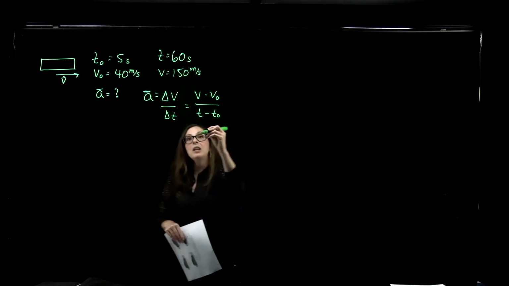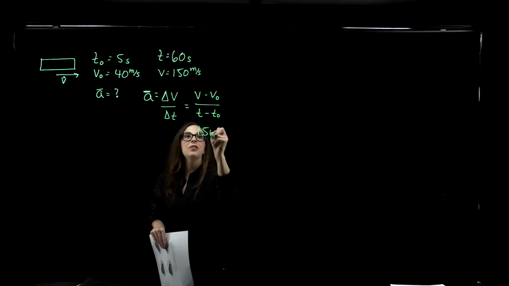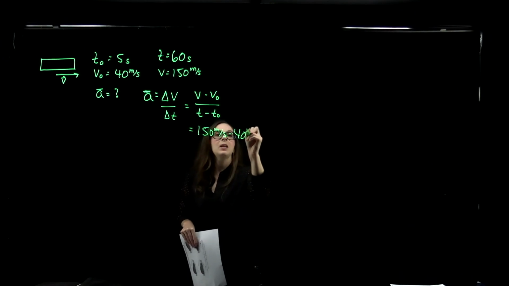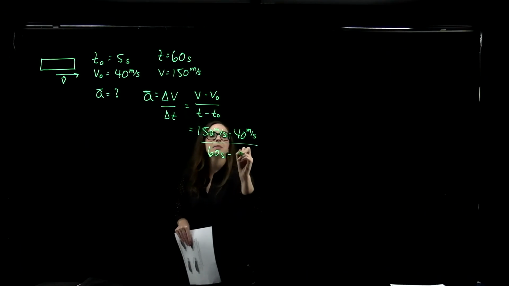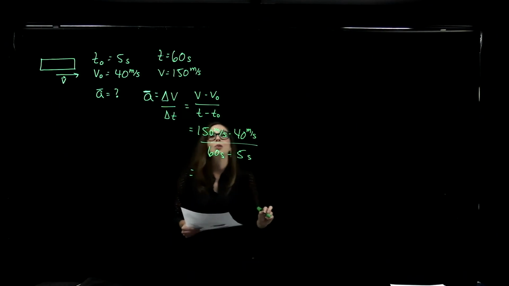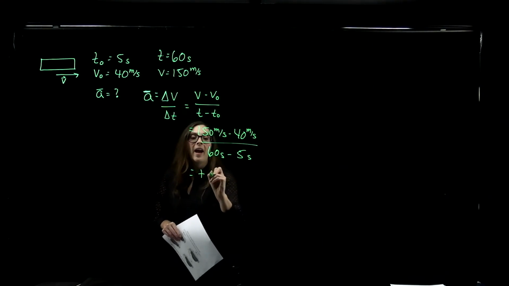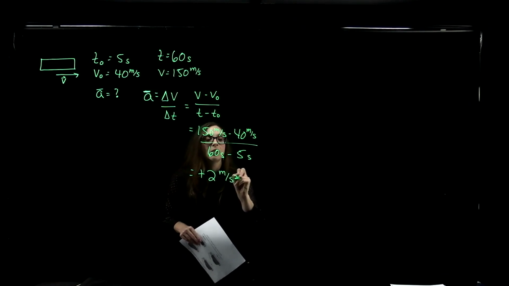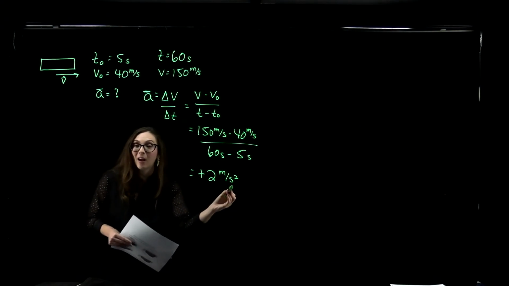So here I'm going to go ahead and fill in what my final velocity was, 150 meters per second, minus my initial velocity of 40 meters per second, divided by my final time, which was 60 seconds, minus my initial time, 5 seconds. If I take 150 minus 40 and divide it by 60 minus 5, I get that my average acceleration over this time is 2 meters per second squared.